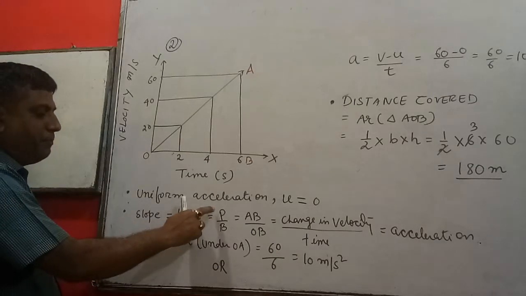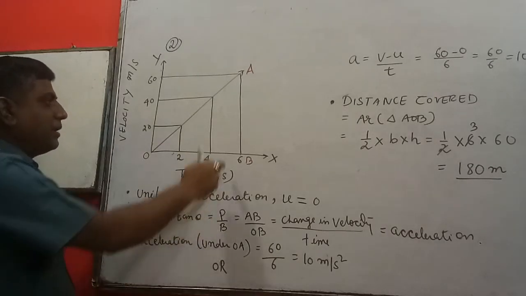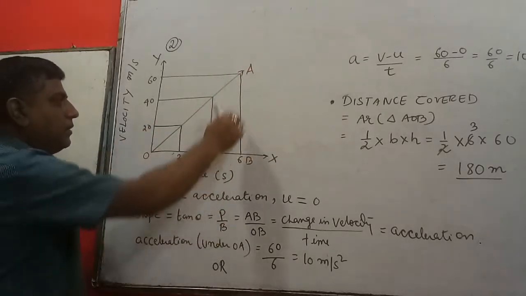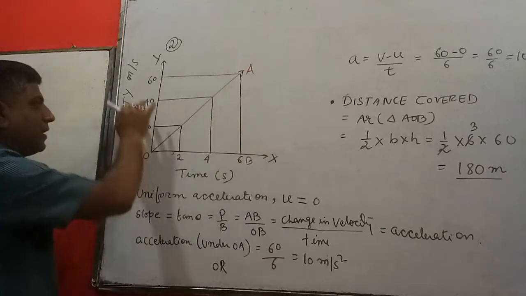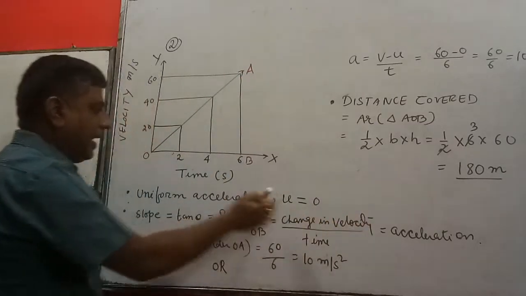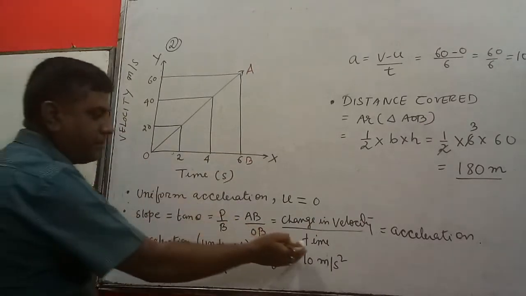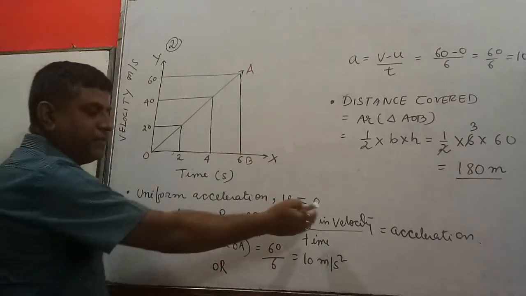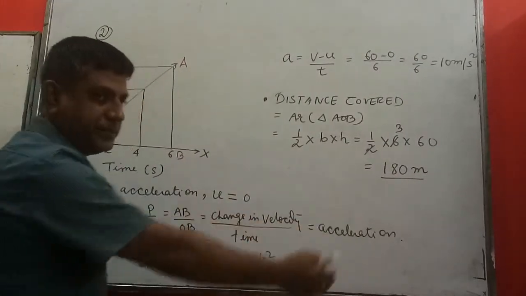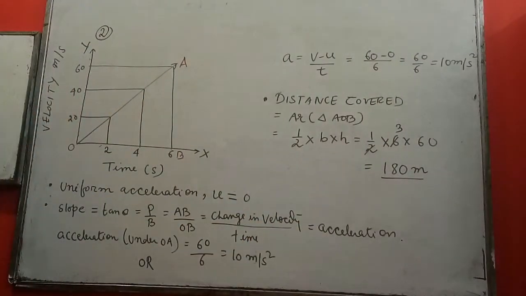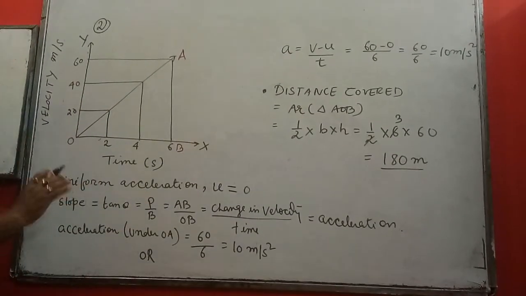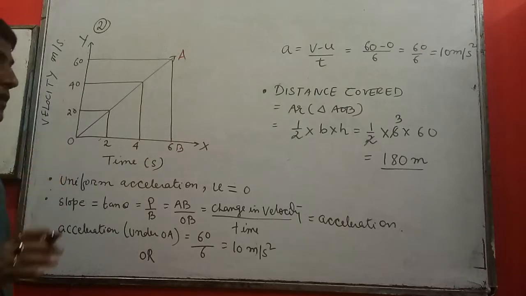Tan theta equal to what? Perpendicular by base. So here perpendicular is AB and base is OB. So perpendicular AB is nothing but changing velocity, and this axis is time. So changing velocity divided by time equal to what? Acceleration. Okay?